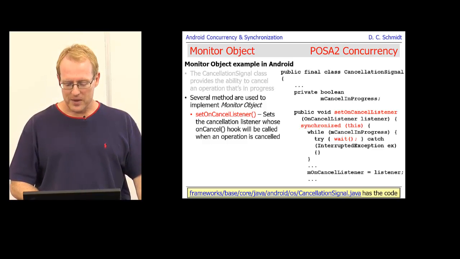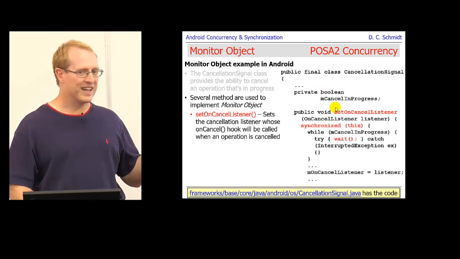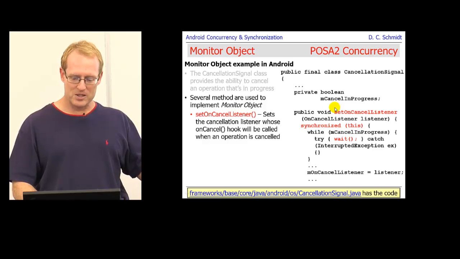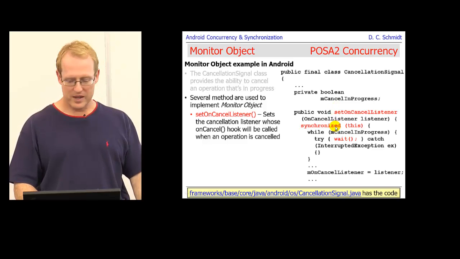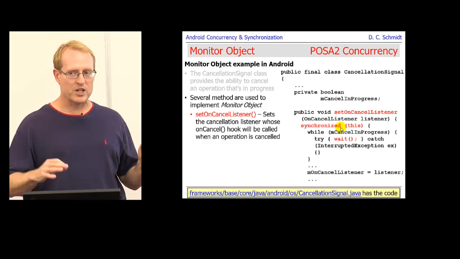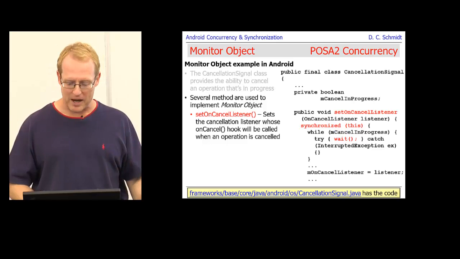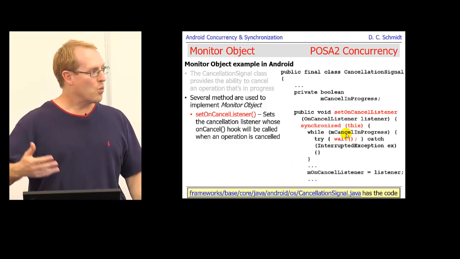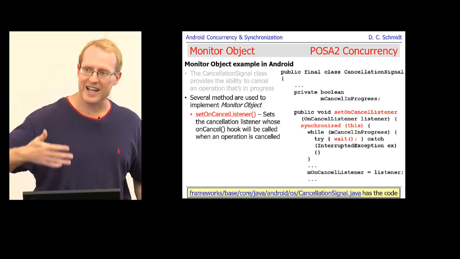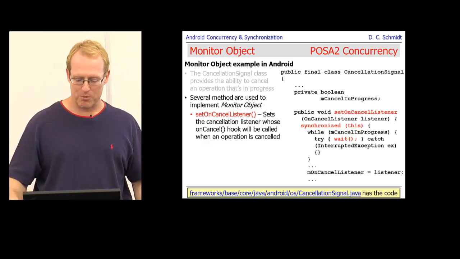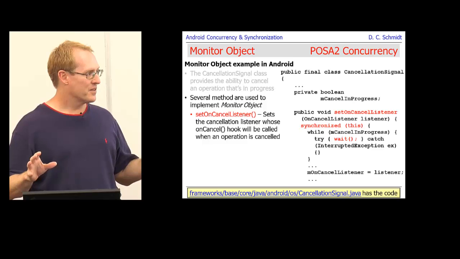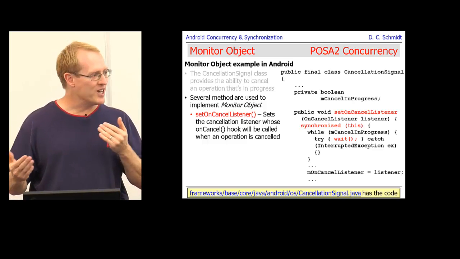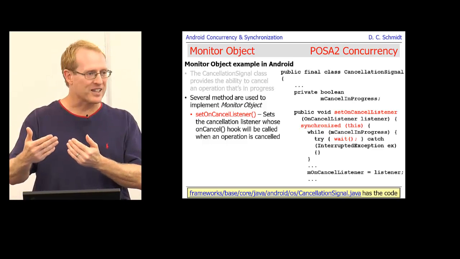As you can see here, it doesn't actually use the synchronized keyword in the interface or in the method signature. It uses it in the implementation. And I haven't shown the entire implementation. I'm just focusing on the part that shows the monitor object pattern. So what it does is it comes in here, and it goes ahead and synchronizes. And then it says, while someone is trying to cancel this particular operation, wait, because we don't want to change anything while we're in the middle of canceling.